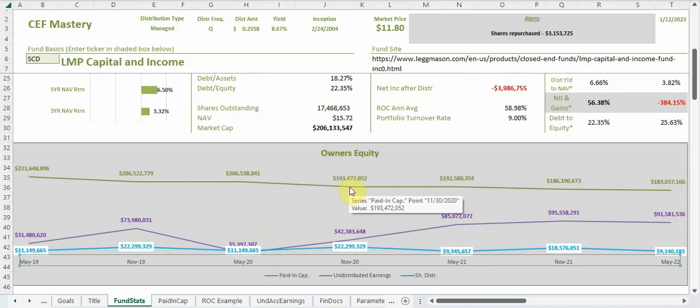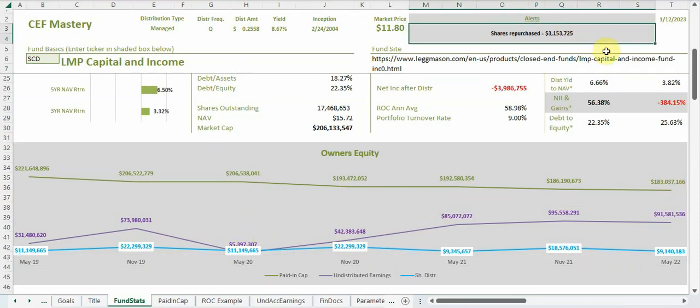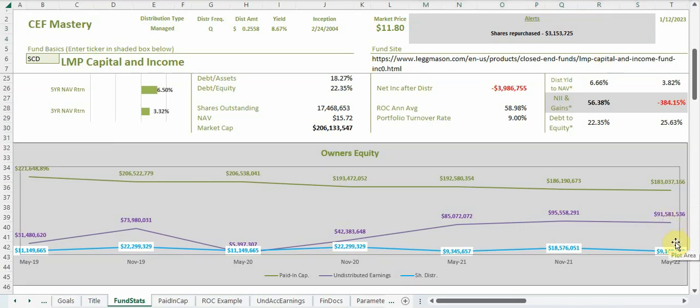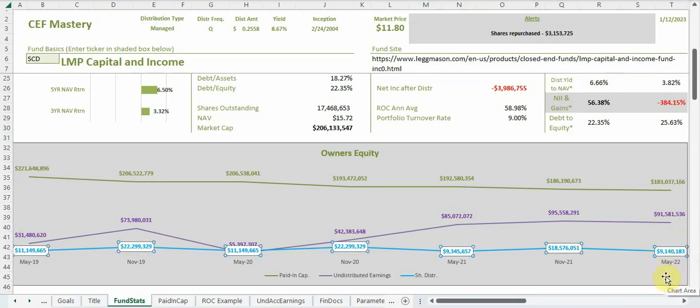And you can see that the paid-in capital has been going down, and as of the last semi-annual report, you can see that they repurchased $3,153,000 in shares. And the difference between the undistributed accumulated earnings of $91,581,000 far exceeds the 6-month distribution payout of just over $9 million.